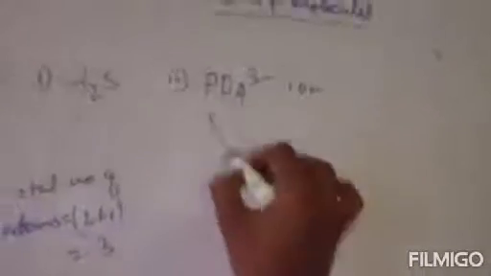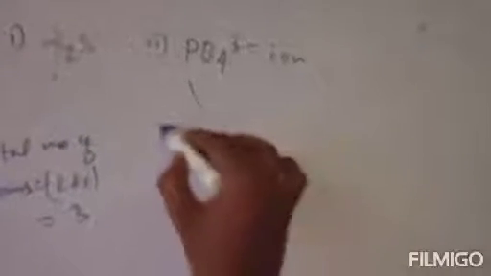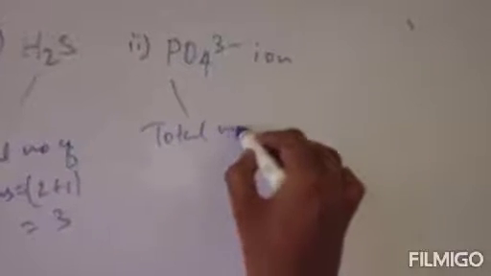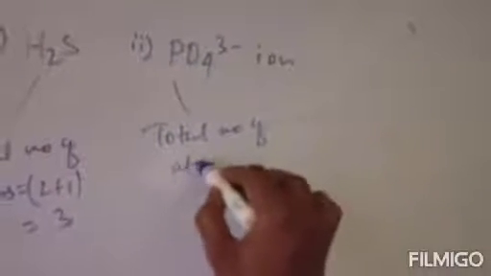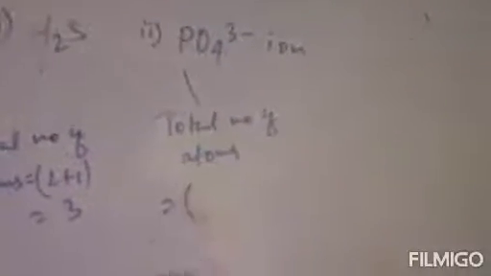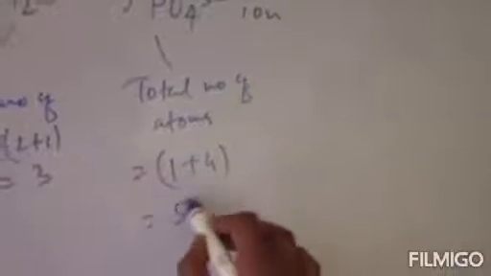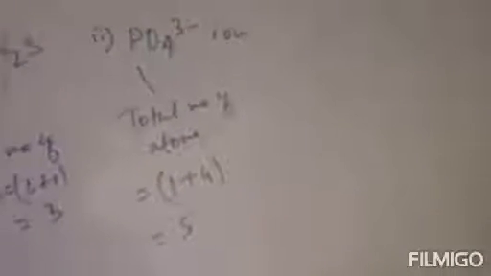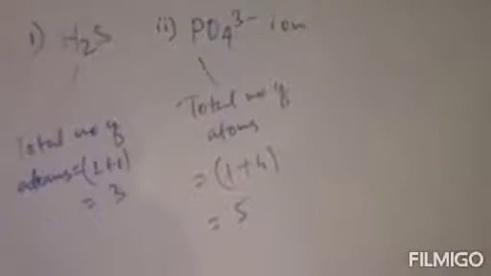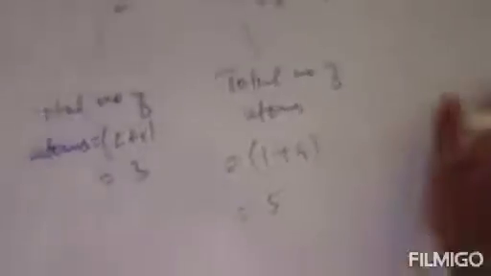Next, PO4 3- ion. Here P, that is phosphorus, so only 1 phosphorus atom is present, and 4 oxygen atoms are present, so 1 plus 4, that is 5. Total number of atoms in PO4 3- ion will be 5. Clear?